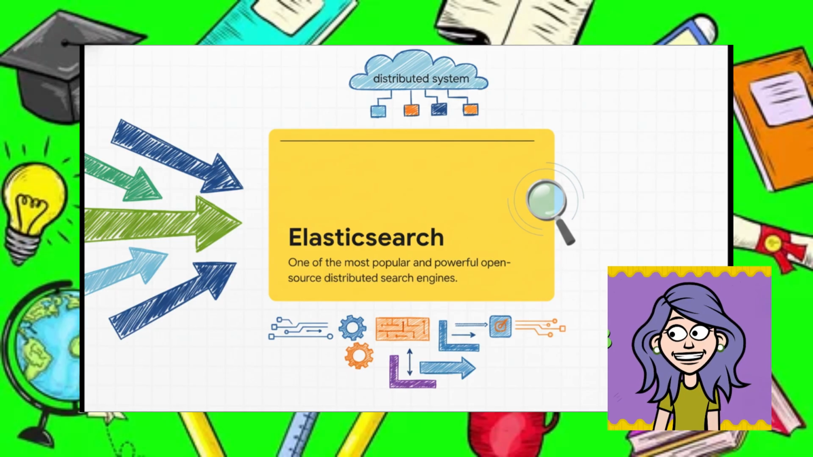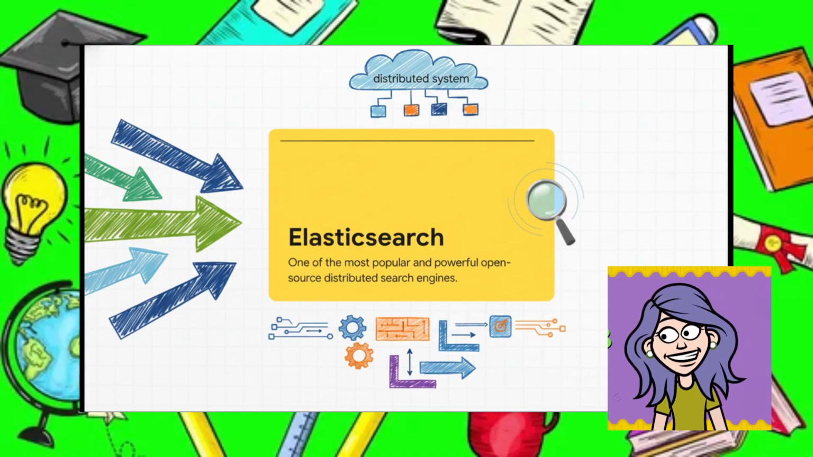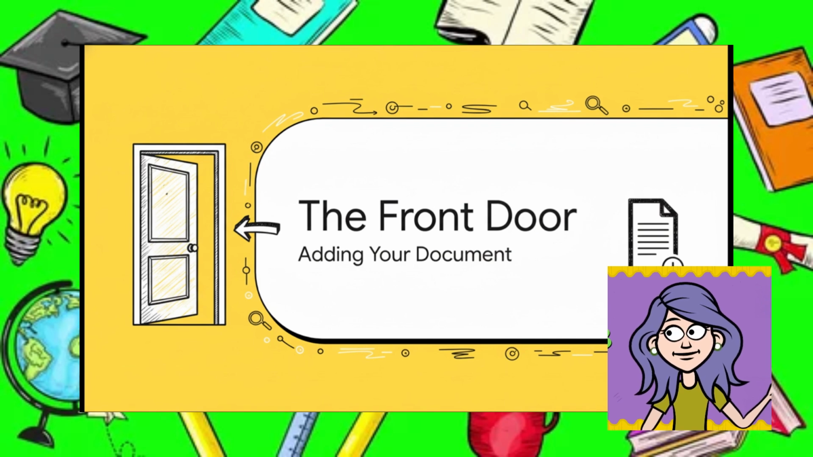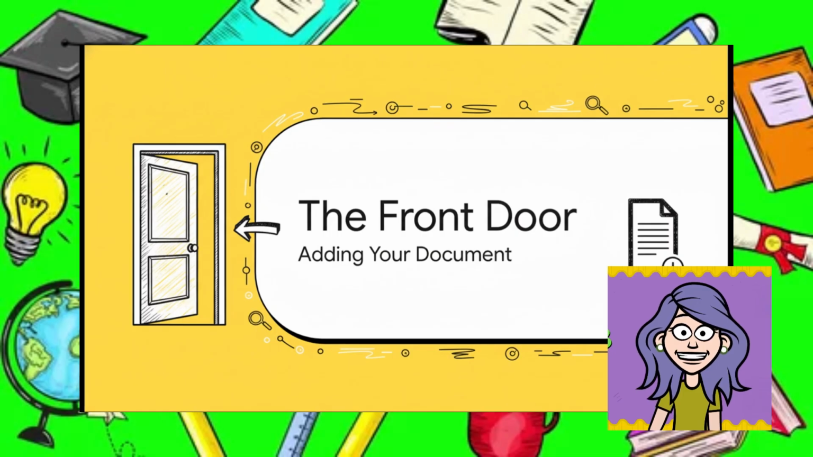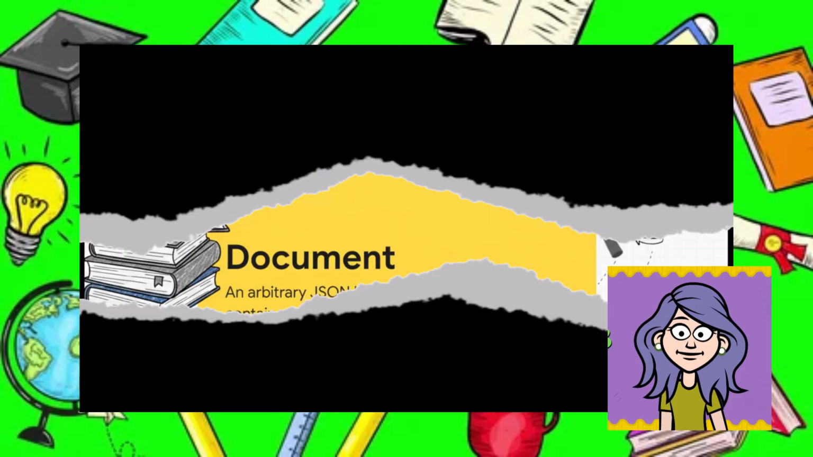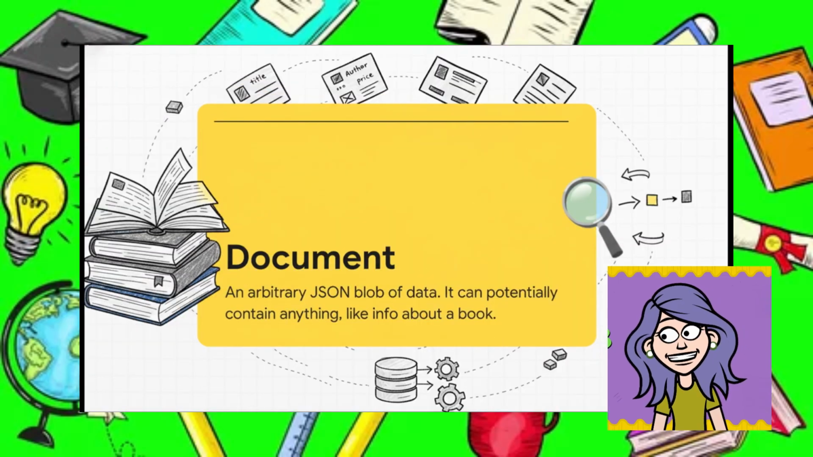So let's do this. Let's trace the path of a single piece of information and see how it actually pulls it all off. Okay, so our journey starts right at the front door. It makes sense, right? Before you can search for anything, the system has to even know it exists. So the very first step is adding our piece of information, or what in the world of Elasticsearch is called a document.